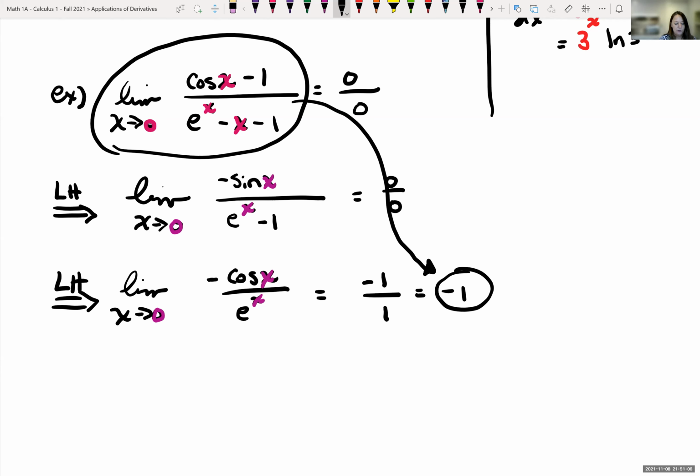Okay, so we'll look a little bit more tomorrow, maybe doing a couple more problems of this, and then probably get into some optimization. So finding absolute, or not necessarily, but finding maximum and minimum values of application problems.